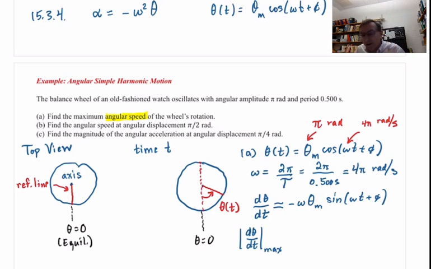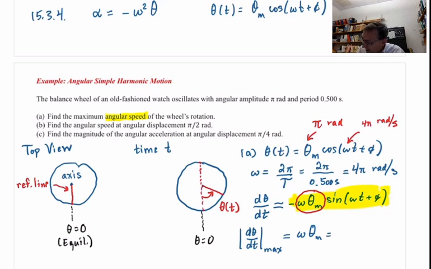The thing to note is look at the formula for d theta dt right here and figure out what the biggest that can be is. It's that product right there, omega times theta max. That's the biggest I can get. You see that? Because the biggest the sine can be, it's oscillating, but the biggest it can be is 1. So the biggest d theta dt can be is 1 times omega theta max. That's very important to see that. So d theta dt absolute value maximum is just the angular frequency omega times theta max.